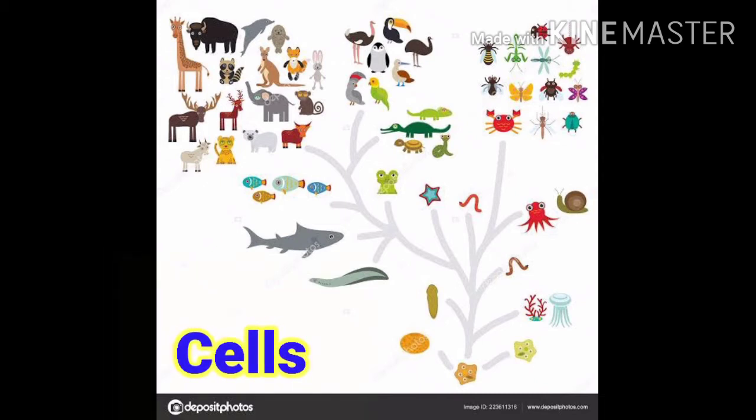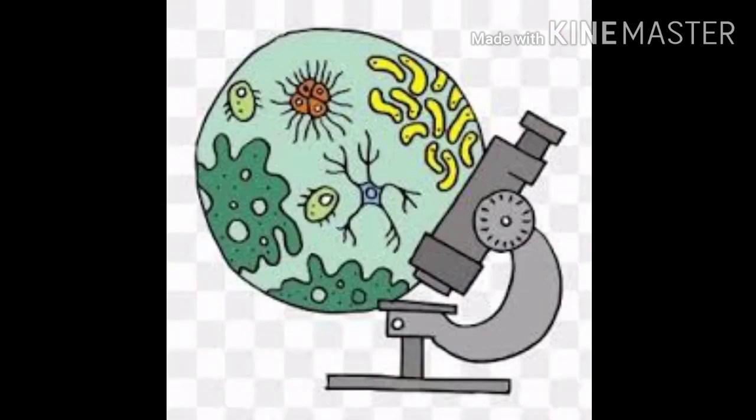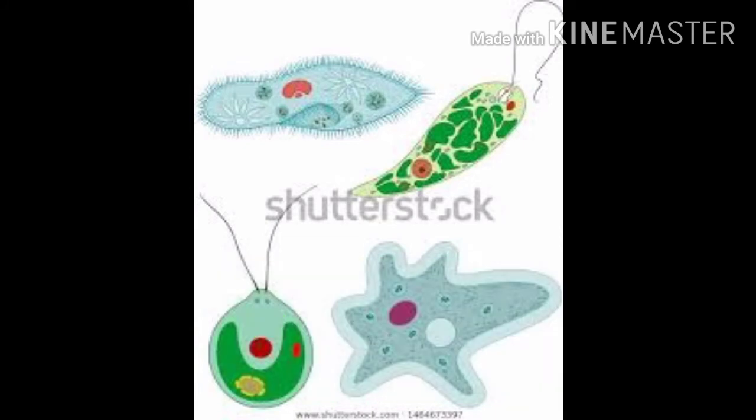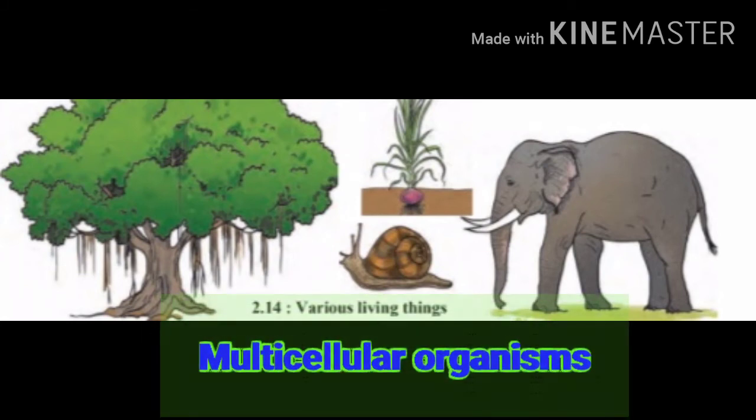All the actions and processes in the bodies of living things are brought about with the help of these microscopic cells. Some living things are made of a single cell. These are called unicellular organisms. On the other hand, the living things that are made of many cells are called multicellular organisms.